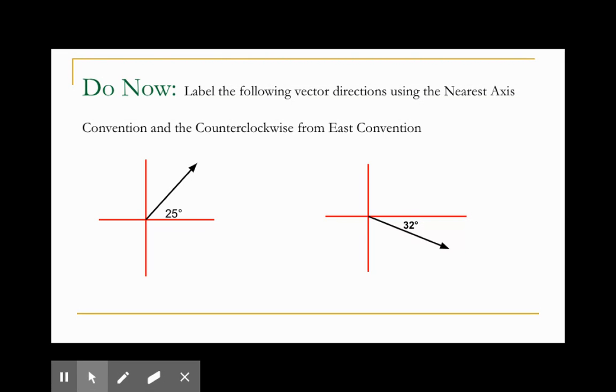Our first vector is at an angle of 25 degrees with the horizontal. Okay, our second vector is an angle of 32 degrees with the horizontal. We want to label the direction in two different ways. Okay, so there's three correct ways to label each of these. Okay, you need to write down at least two. So let's give that a try.